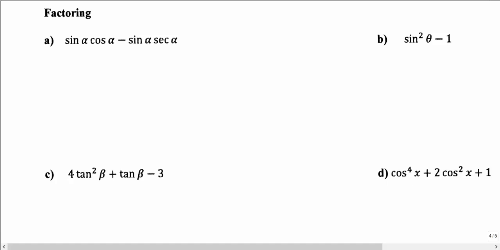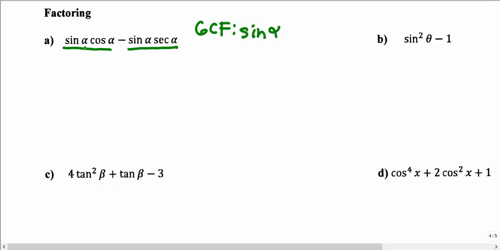Now we want to look at doing the opposite of multiplication, and that would be factoring. When we factor, the first thing that we do is we look at all of the terms that we have and we divide out or we factor out a common factor. So you want to look for what they have in common. And we notice that sine alpha and sine alpha is common to both terms.